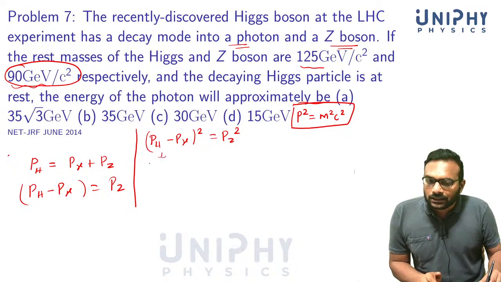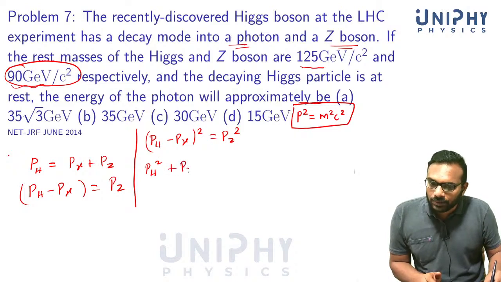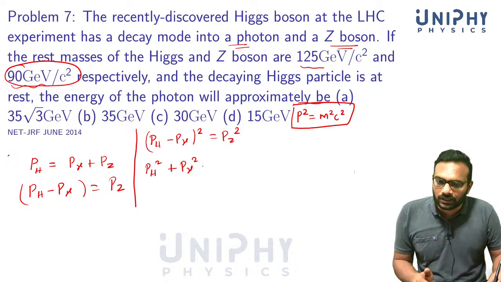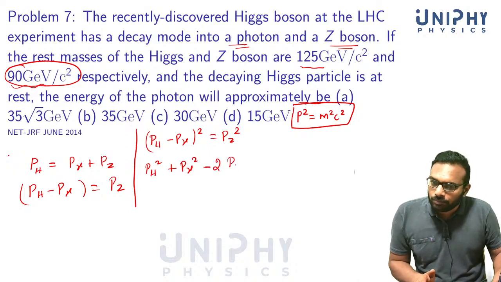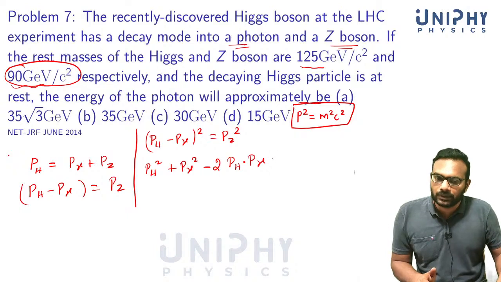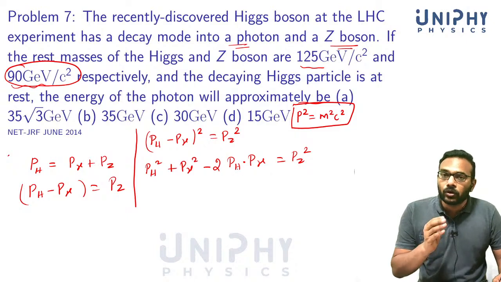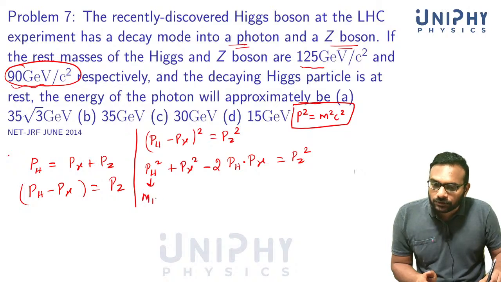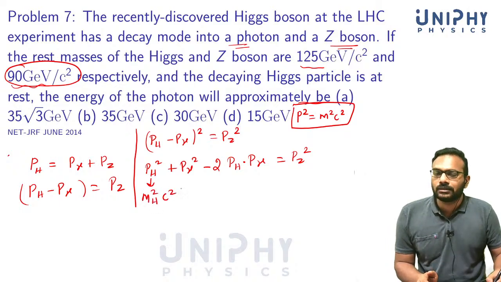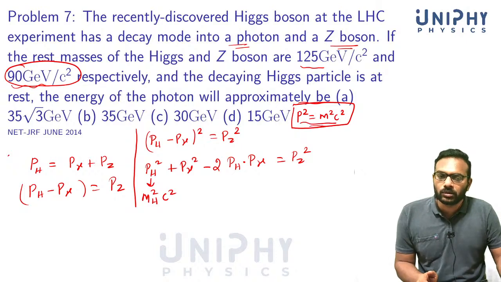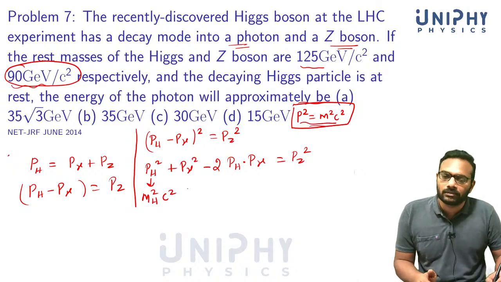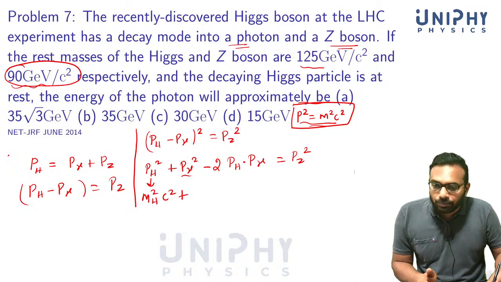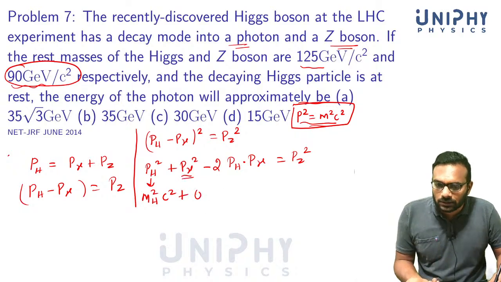Now you expand this. This is equal to pH square plus P gamma square. You see that P gamma square immediately becomes 0, minus twice pH dot P gamma, that's equal to Pz square. Remember that these are all 4 momenta. So what's pH square? That is the mass of the Higgs boson square times c square, using this relation, because the square of the 4 momentum is just the mass square multiplied by the speed of light square. And what is P gamma square? It's the mass of the photon, equal to 0.